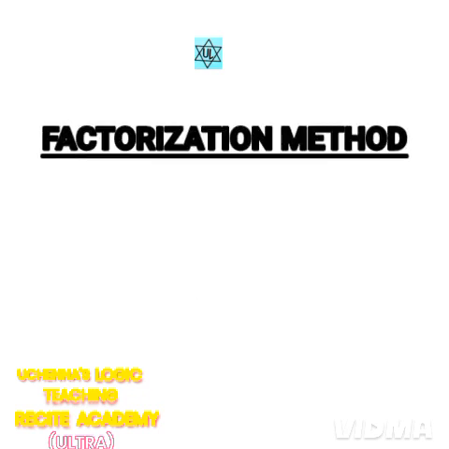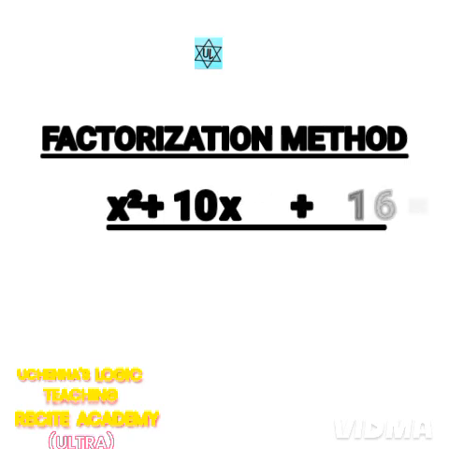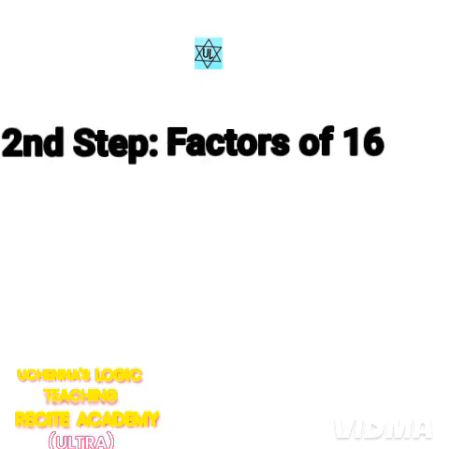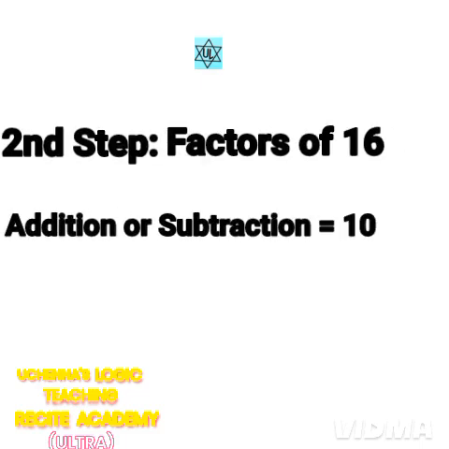Let's use one example to explain the factorization method. Use x squared plus 10x plus 16, which is equal to 0. Let's solve it step by step in order to get the value of x in this equation. The first step is to multiply a times c. Constant a, the coefficient of x squared, is 1, times c, the third constant, which is 16. So that gives us 16. After getting 16, we will look for the factors of 16 that, when they are added, will give you 10, and when they are multiplied, will give you 16.